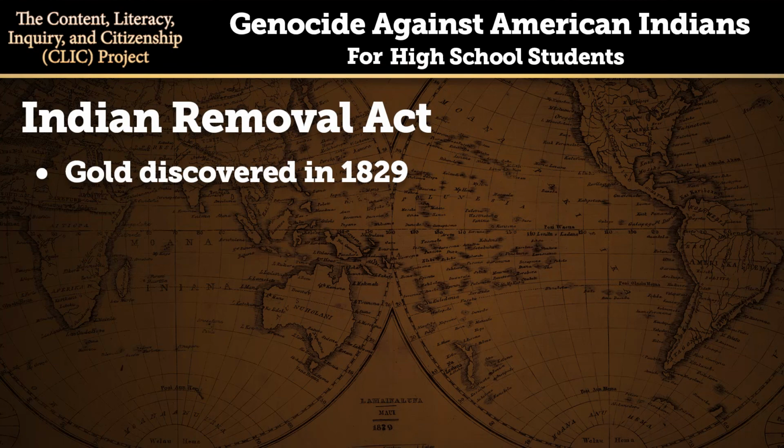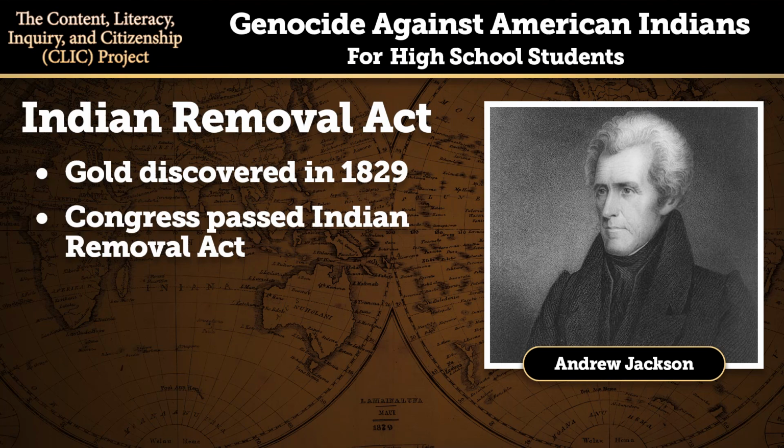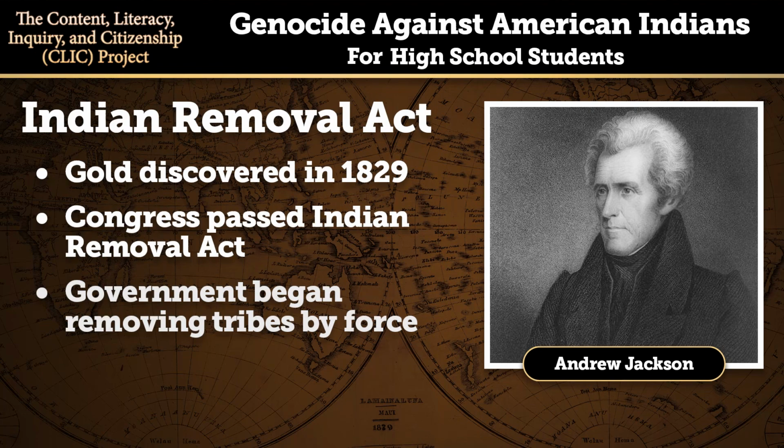In 1829, gold was discovered in Cherokee territory. The following year, Congress passed the Indian Removal Act. Under this act, U.S. President Andrew Jackson, pictured here, set up treaties with American Indian tribes that took tribal lands in the East in exchange for lands in the West. This process was voluntary at first, but when tribes refused to leave, including the Cherokee, the government began removing them by force.